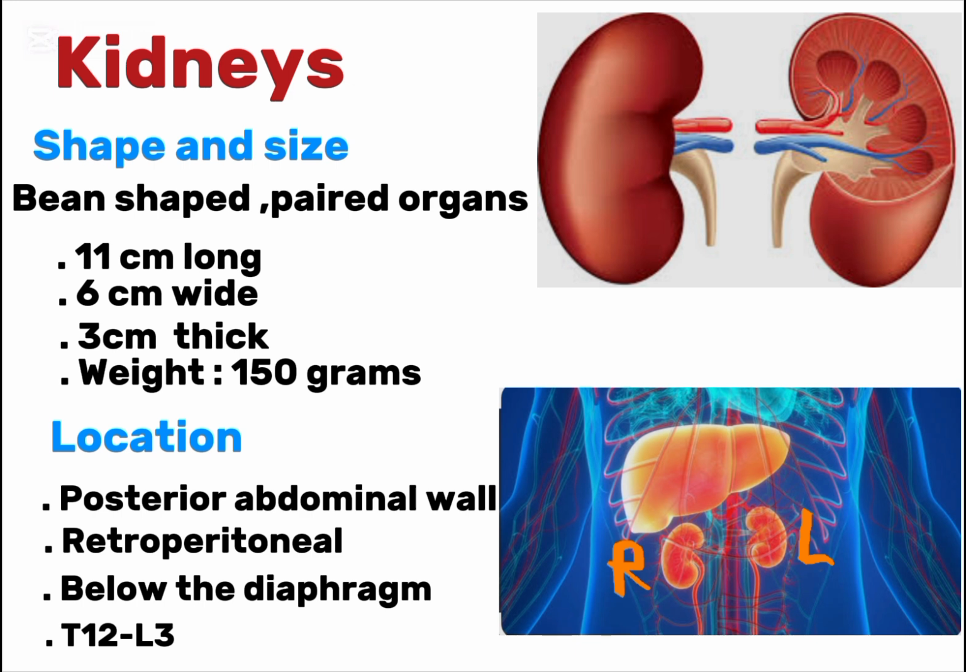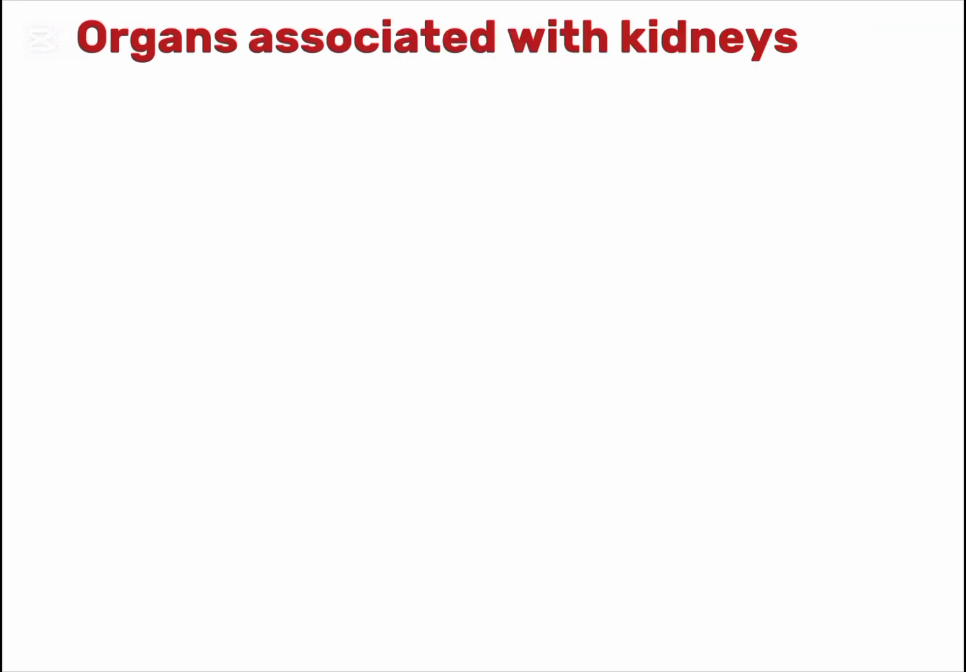They are embedded and held in position by the renal fat. A sheath of loose fibrous connective tissue that is known as renal fascia encloses the kidney and the renal fat. Now let's talk about the organs associated with the kidneys.